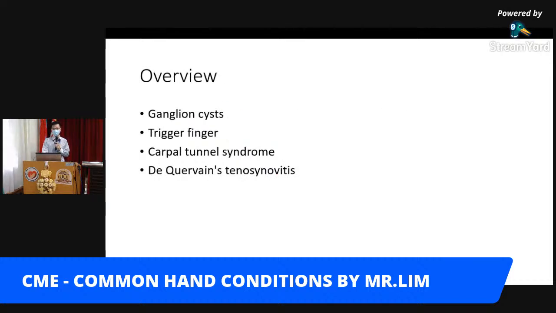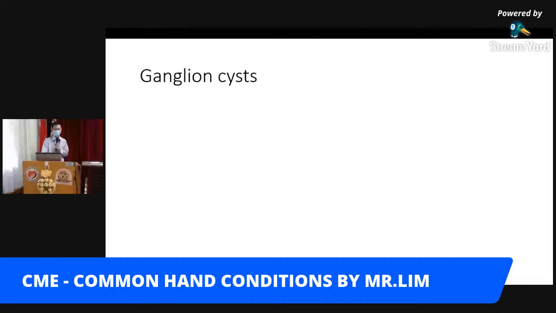Today I'll be covering a few very common hand conditions lah. From ganglion cysts, and I'll be talking about trigger fingers, carpal tunnel syndrome, which is so common. Some people will be having it now, but they don't know they have this problem. De Quervain's, which is equally common. Hand conditions which are very painful, very uncomfortable. So let's move on to the first one.